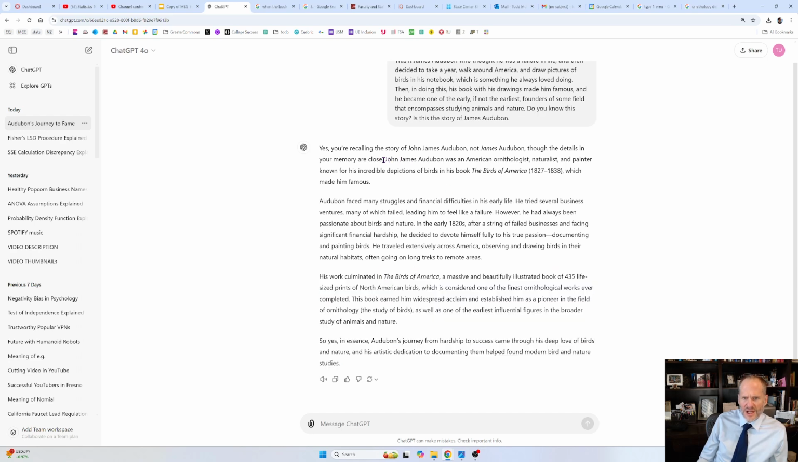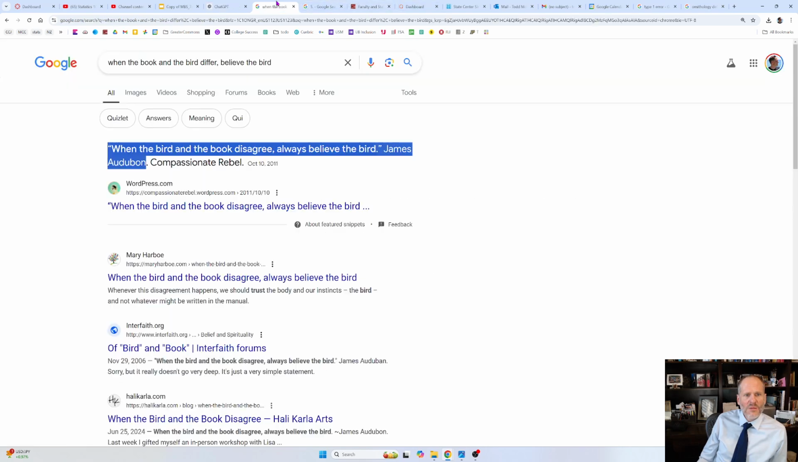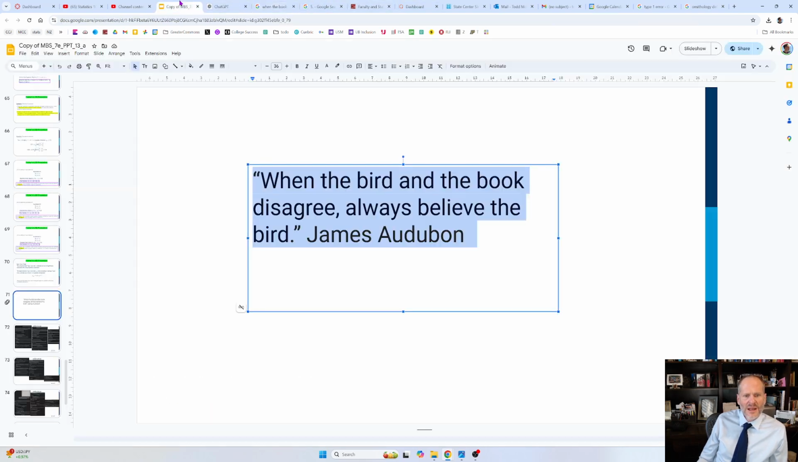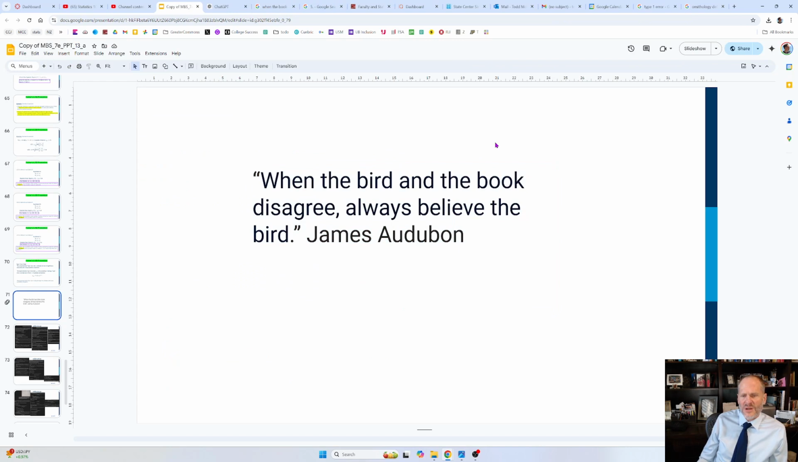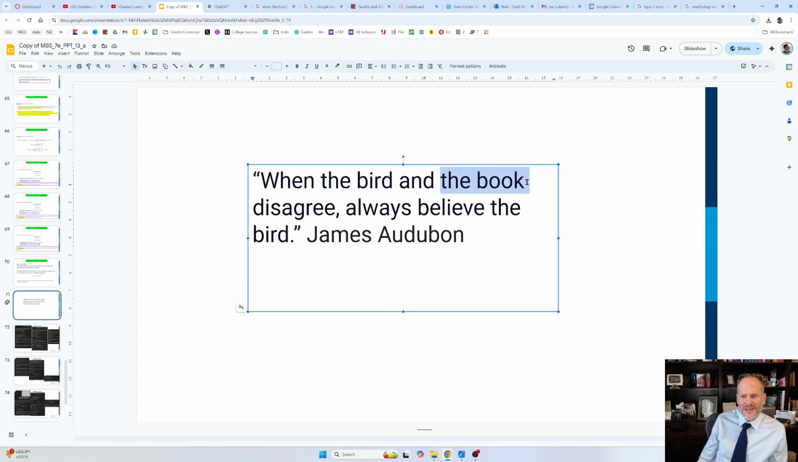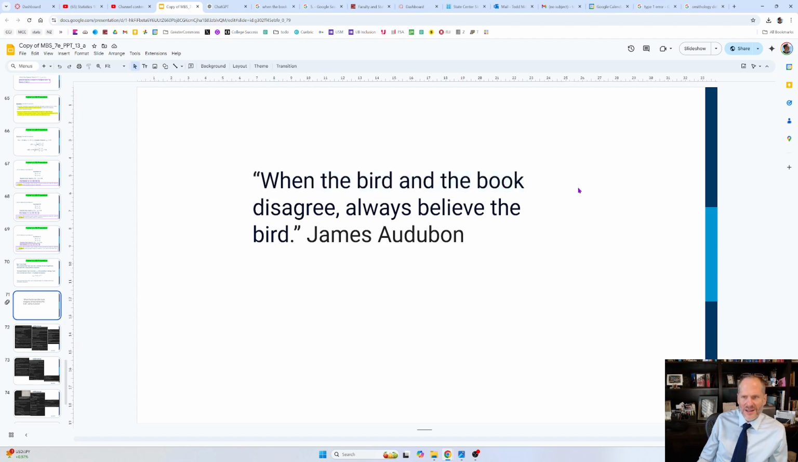So John James Audubon. And then he also said, when the bird and the book disagree, always believe the bird. Right? And I love that quote because it means that we get some information from the book and the book tells us stuff, but when you're actually out in the real world and you see things which don't make sense in relation to the book, you investigate it and you believe what is happening in the real world. You don't believe what's written in the book or what's already printed in the book.